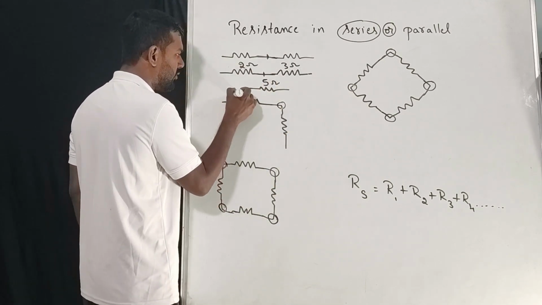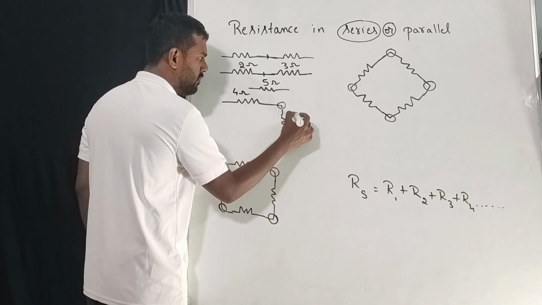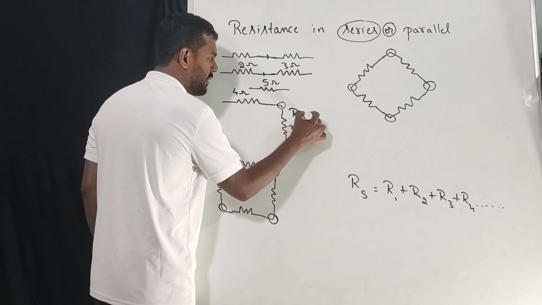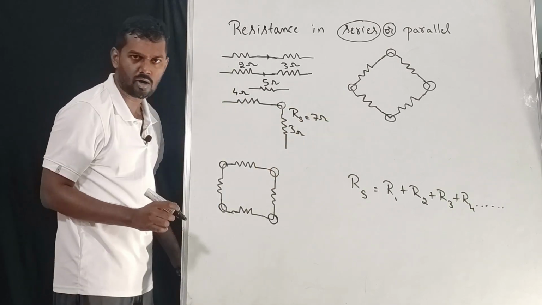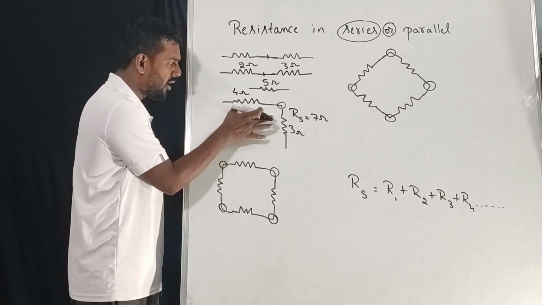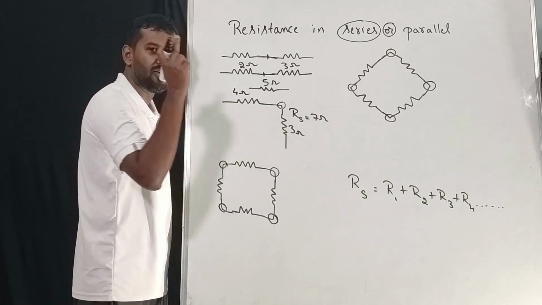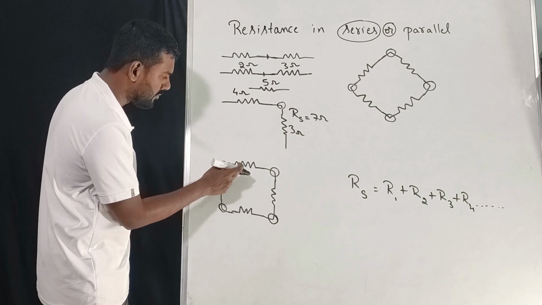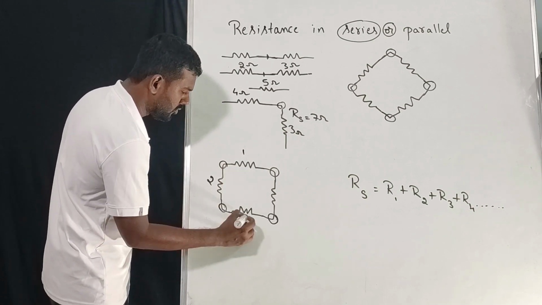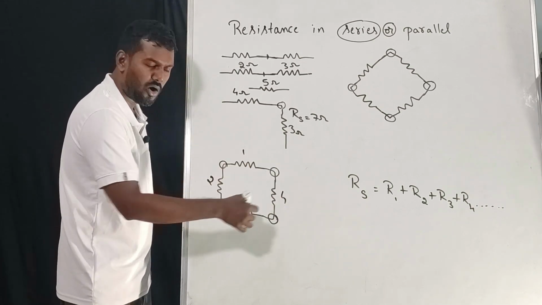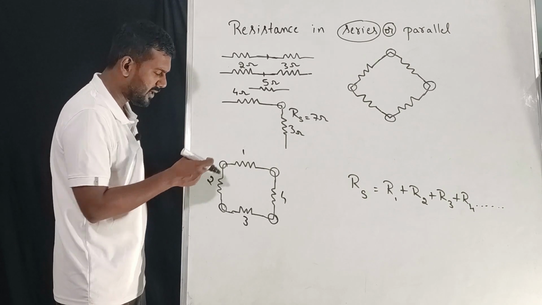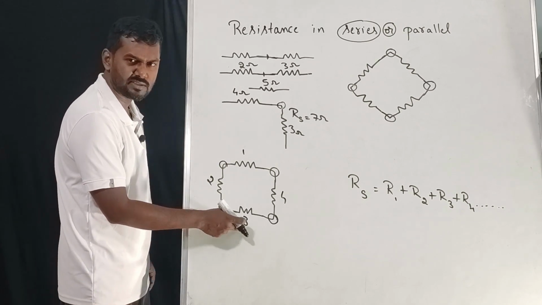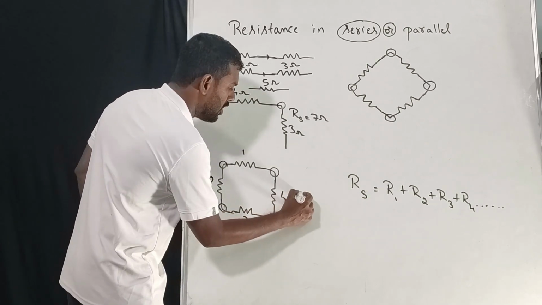So assume this is 4 ohm and this is 3 ohm. So total Rs will be 7 ohm. So after solving these two, we'll get only one resistance. Next, assume this is 1, 2, 3, 4. We know all of them are in series.